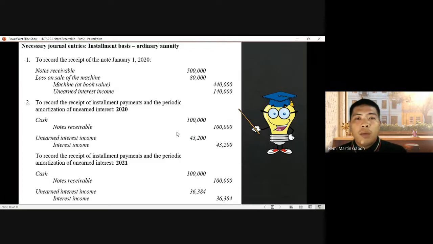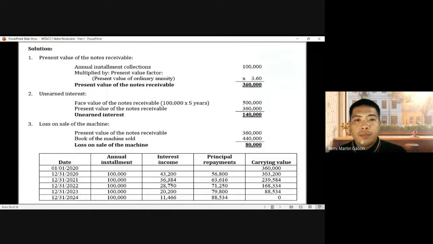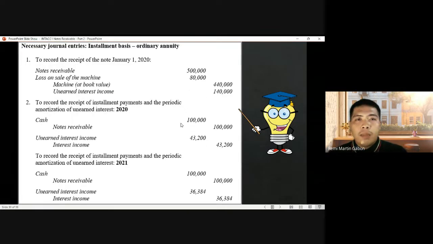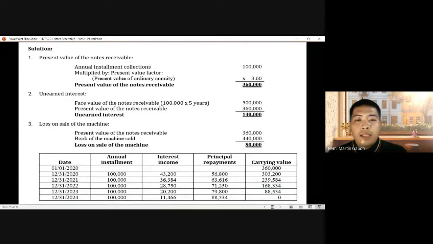Kasi sa 2020, we have 43,200. Sa 2021, 36,384. Yan, based dito. Then sa 2022, we have 28,750. 2023, 20,200. And 2024, 11,466. Sige nga, balikan natin yung problem. Kung talagang na-zero out na natin si unearned interest na 140,000. Kindly total the interest income amounts in the interest income column.